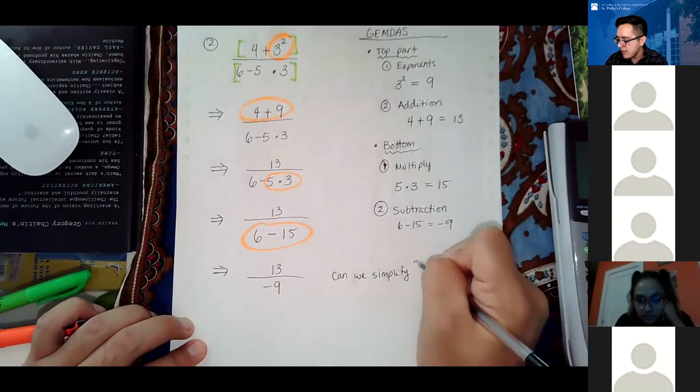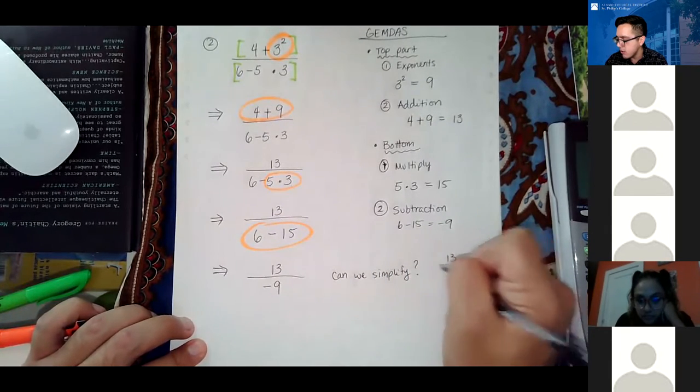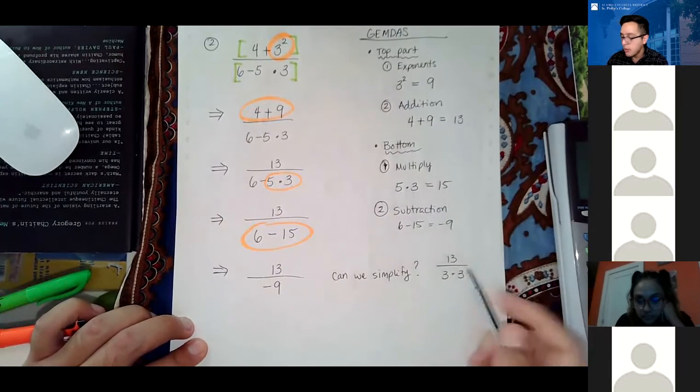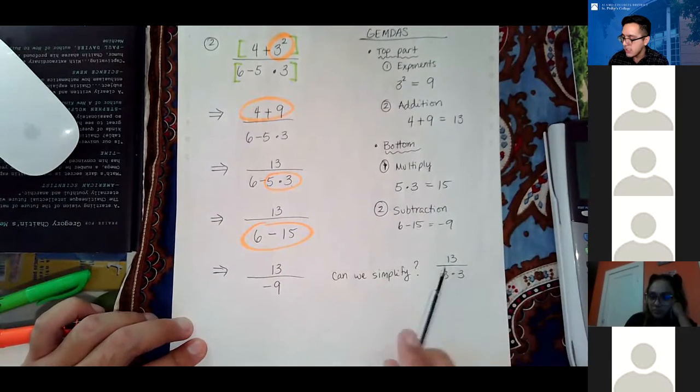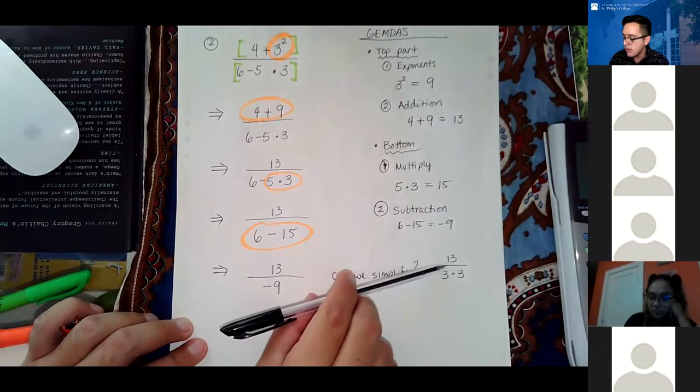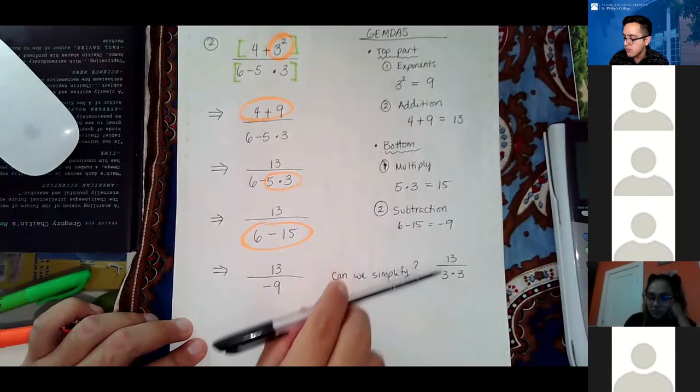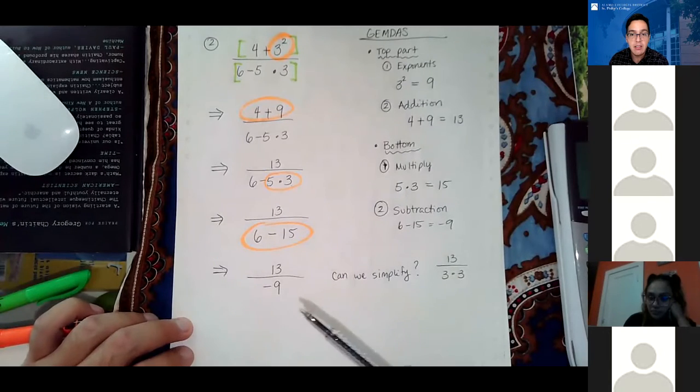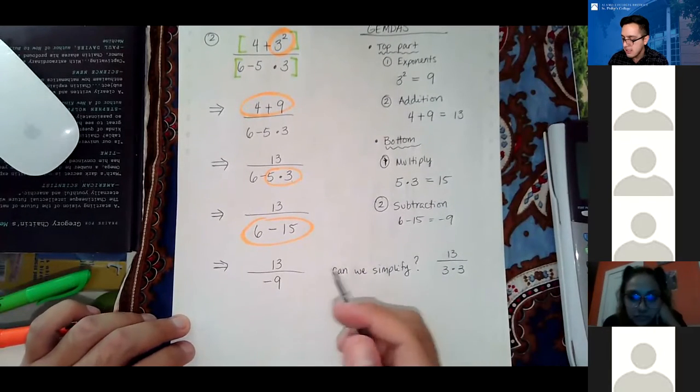You might say, this is 13 over 3 times 3. And we've done our prime factorization. We see that there is no factor of 3 on the top of this fraction, so we cannot cancel common factors. So we just have to leave it as it is.